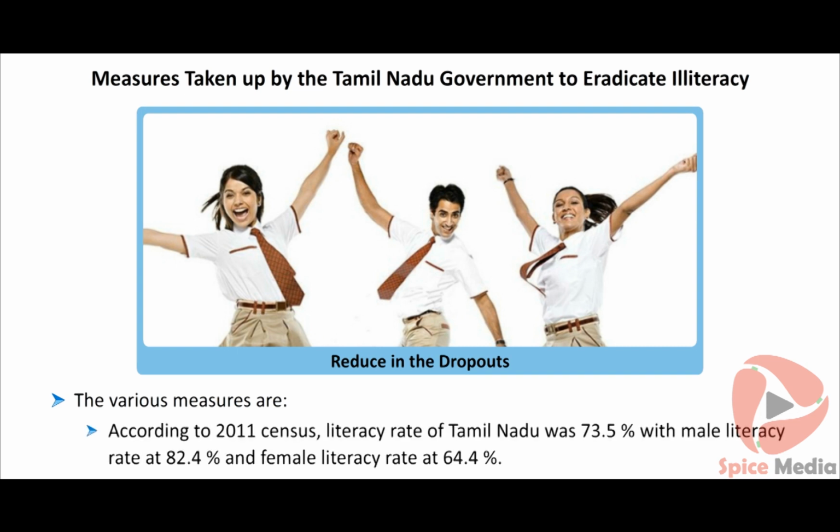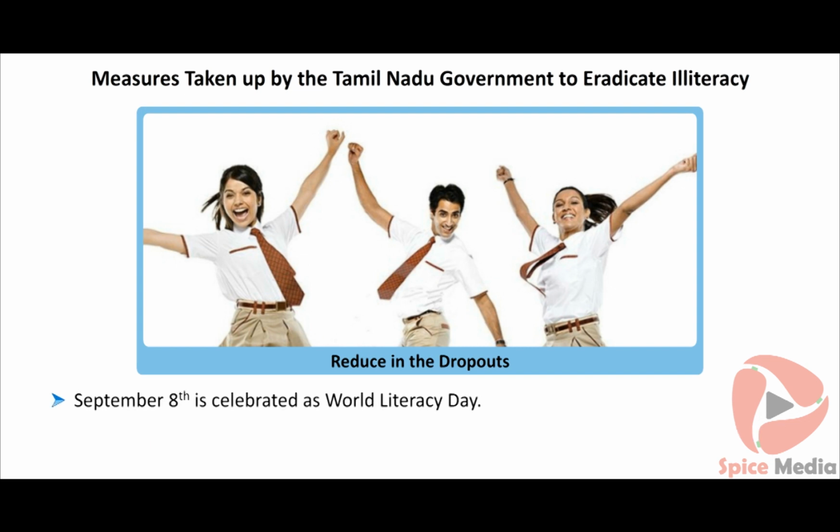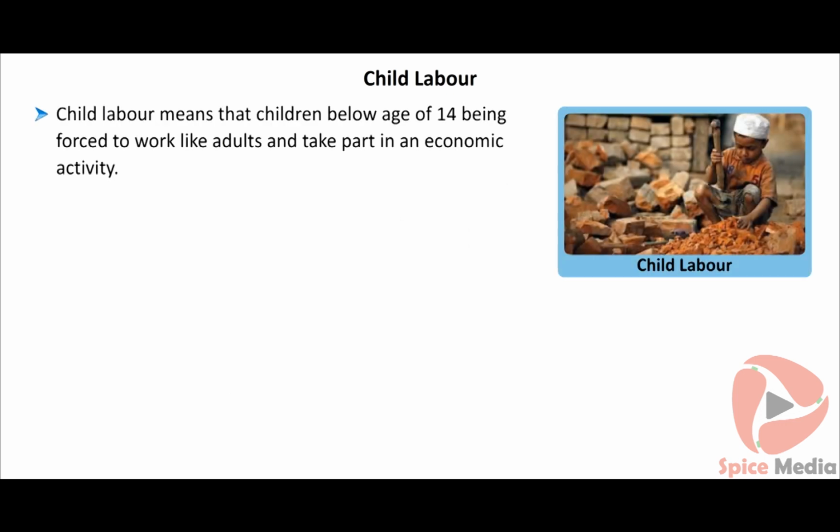According to the 2011 census, the literacy rate of Tamil Nadu was 73.5%, with male literacy rate at 82.4% and female literacy rate at 64.4%. September 8th is celebrated as World Literacy Day. The year 1990 was declared as International Literacy Year by the UNO. Child labor. Child labor means that children below the age of 14 are forced to work like adults and take part in an economic activity.